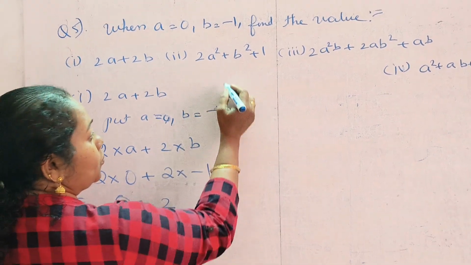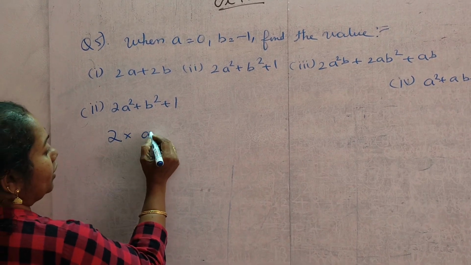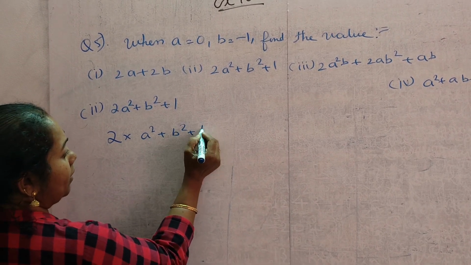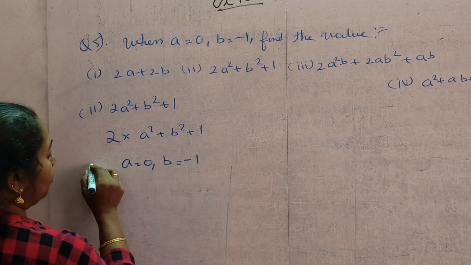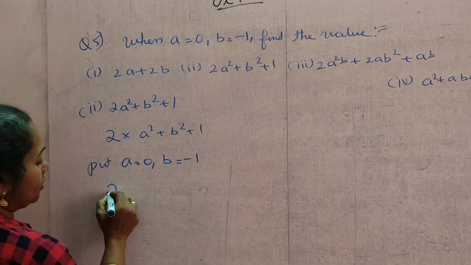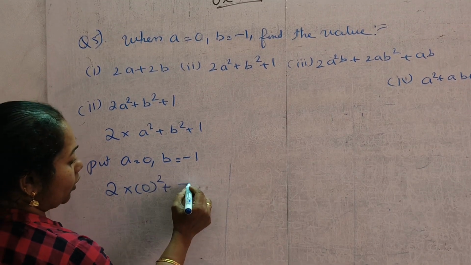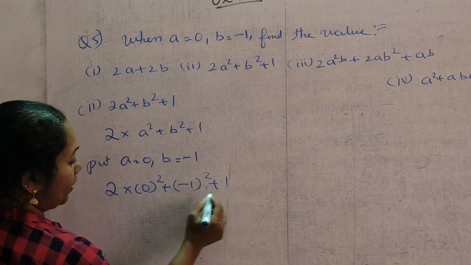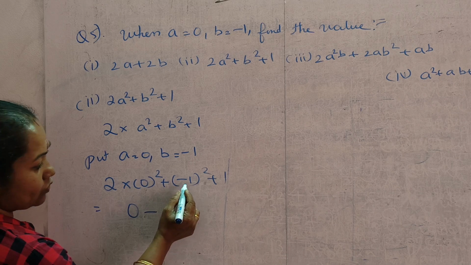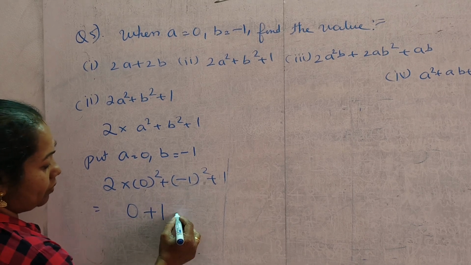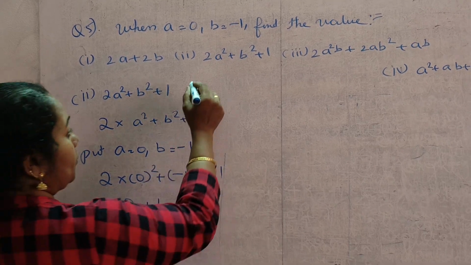Now second question, 2 into a squared plus b squared plus 1. So when a is equal to 0 and b is equal to minus 1, putting this, 2 multiply a squared, that is 0 squared, b squared, minus 1 squared, plus 1. 2 into 0 squared is 0, 0 into 2 is 0. Minus 1 squared is 1, plus 1. That answer is equal to 2.